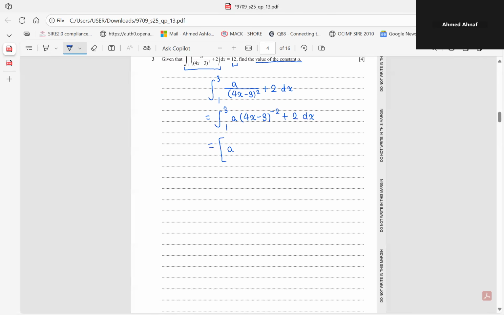Okay, so to do that, we're going to have to first add 1 to the existing power. So this would be 4x minus 3 to the power of negative 2. And then we have to divide by the new power. And divide it again by the derivative of the inner function. So in this case, 4x minus 3, when you differentiate, you'll get 4. So we divide by 4.